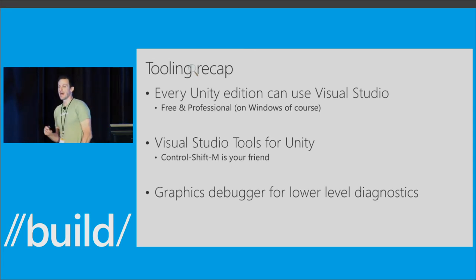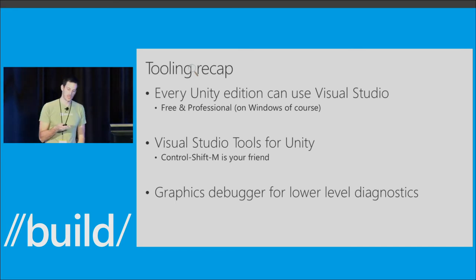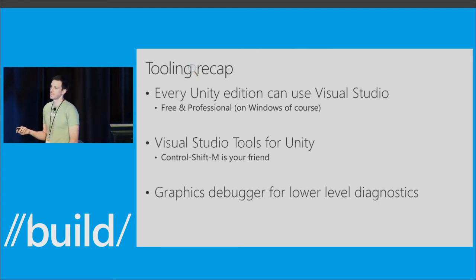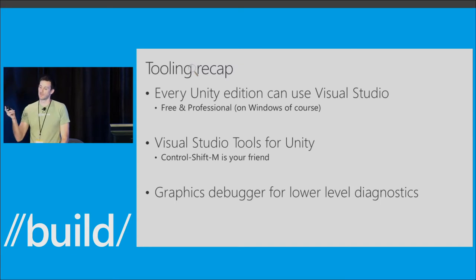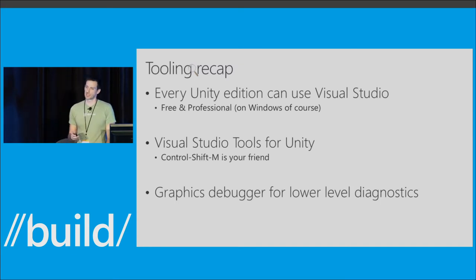Tooling recap. Every Unity edition can use Visual Studio. So if you're on Unity 4, on Unity 5, and free or professional, you can use Visual Studio Tools for Unity and Visual Studio Community Edition or above. If you have a retail version of Visual Studio, it works fine. If you're using Visual Studio Express, you'll need to upgrade that to Visual Studio Community Edition.